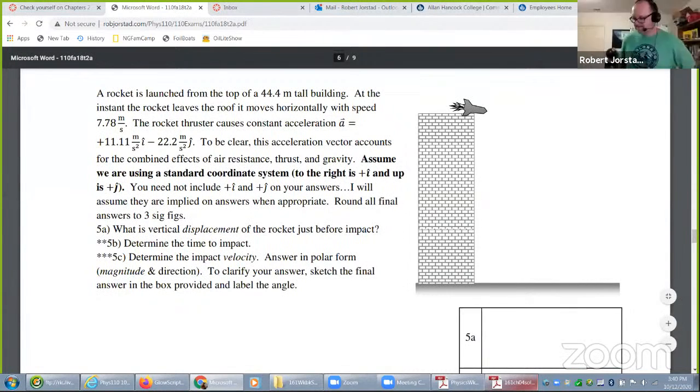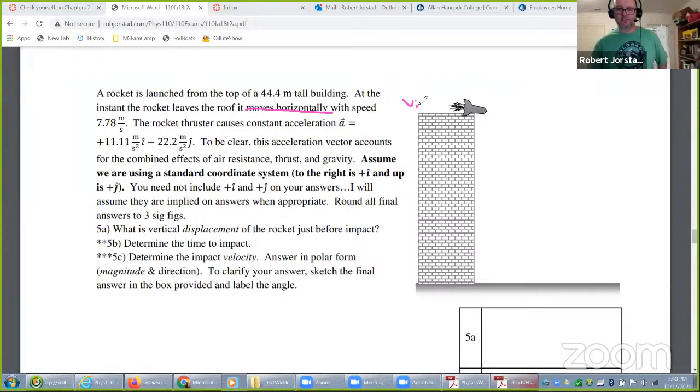Okay. And then what's V initial Y? Is it 0? How do you know? It says it's only moving horizontally. Exactly. If it's moving horizontally, v initial y equals 0. And then I think we know v initial x in this case is now 778. And then here's your acceleration. Here's AX, here's AY. We're doing a standard coordinate system. That doesn't mean it's a standard projectile, but we are using that.